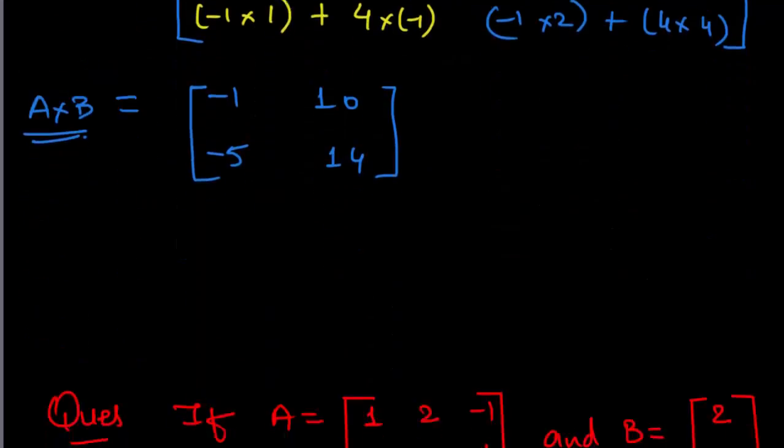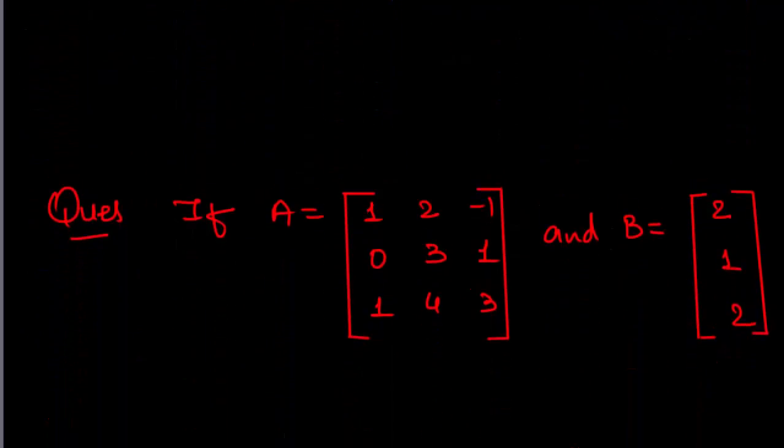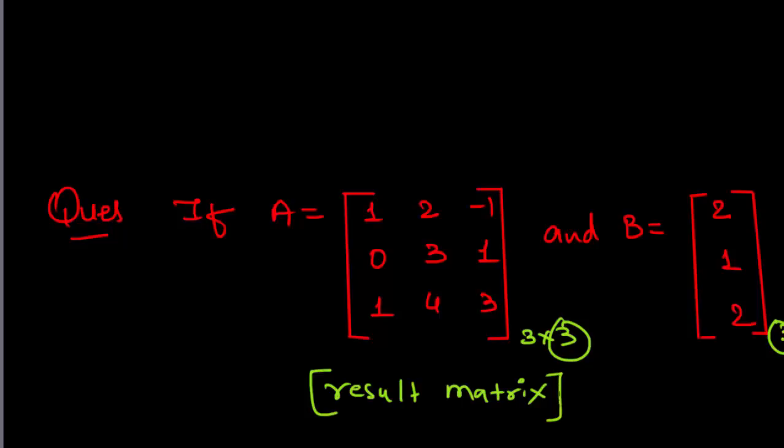Let's see one more example. We have A as 1, 2, minus 1, 0, 3, 1, 1, 4, 3 and B as 2, 1 and 2. So A is having dimension of 3 cross 3. B is having dimension of 3 cross 1. So 3 and 3 are matched. So the resultant matrix will be having the order of 3 cross 1.